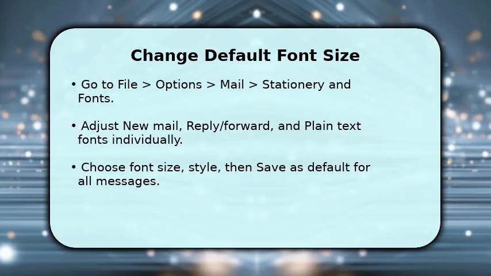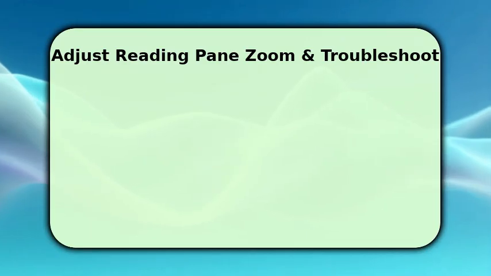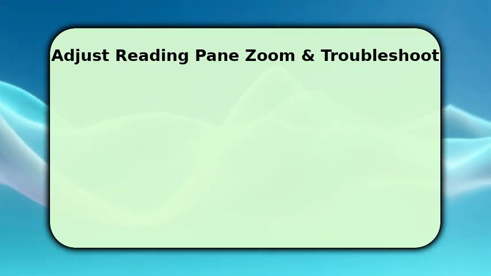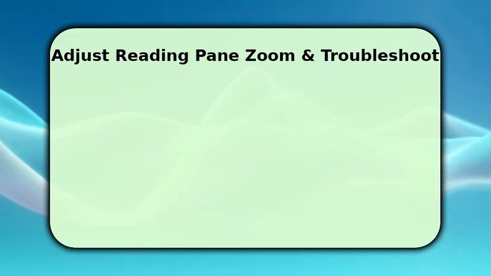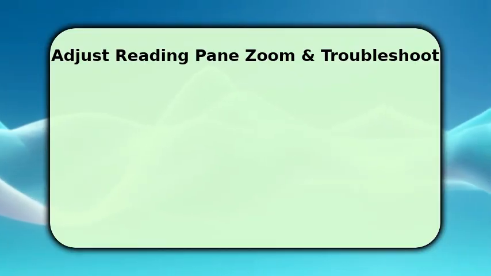Finish by setting the reading pane zoom for on-screen reading. Open a message and use Zoom to pick a percentage like 125%, which won't alter sent mail but improves legibility. If changes don't apply across Outlook, verify Windows Display scaling and install pending updates. These can interfere with font rendering.